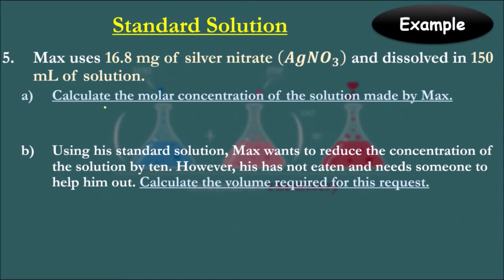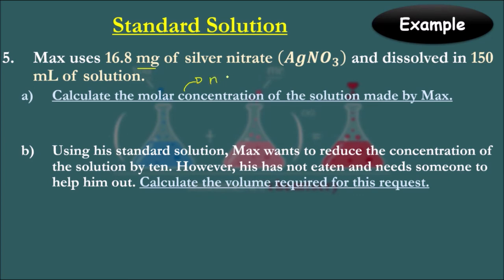Okay, so the last example we're going to use today is Max, who uses 16 milligrams of silver nitrate and dissolves it in a 500 milliliter solution. Calculate the molar concentration of the solution made by Max. So in this case, we are looking at the standard solution that Max has made. What we need to do firstly is find the number of moles used, because we don't actually have the number of moles. As you can see, we only have mass and volume.